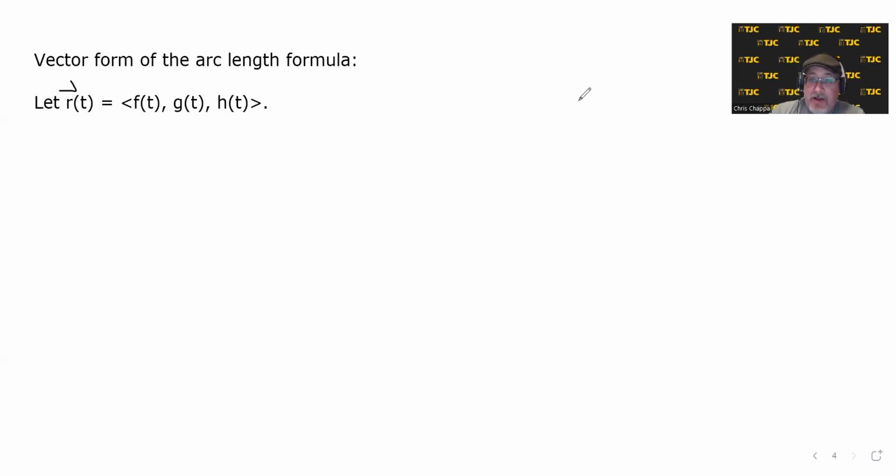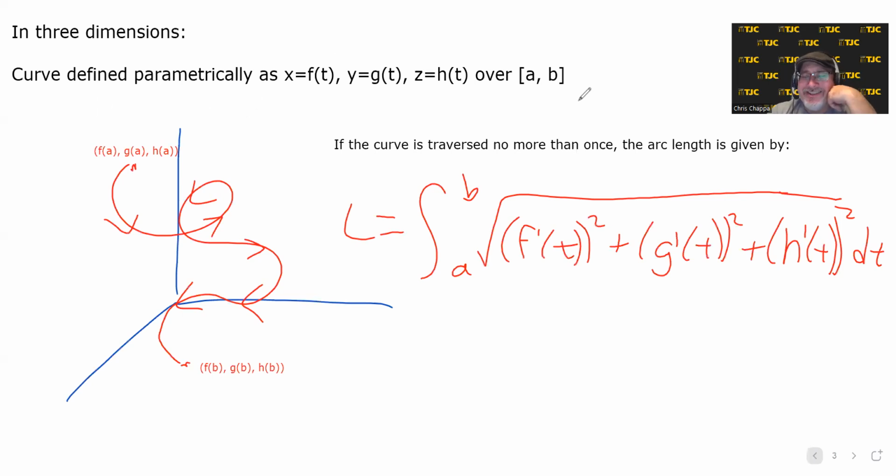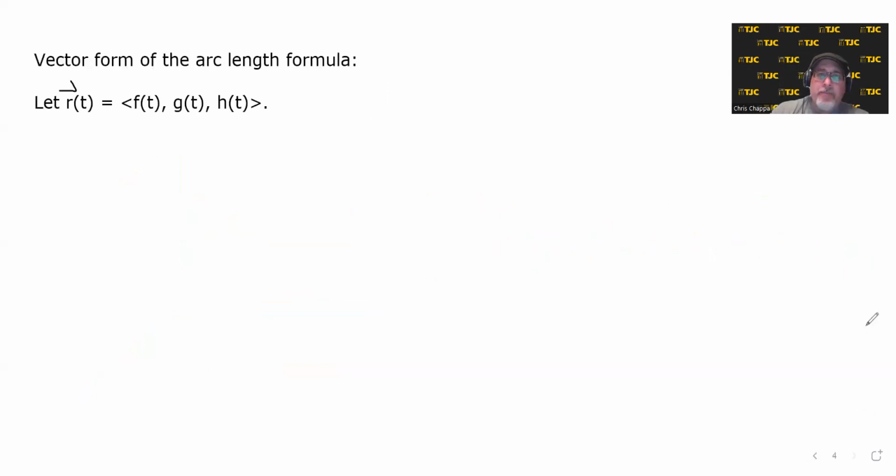Then if you go back and think about what the integrand is, it's the square root of the sum of the squares of something, which reeks of magnitude. Magnitude is the square root of the sum of the squares of the component functions. But in this arc length formula, it's the squares of these guys. So who has f prime, g prime, and h prime as their component functions? And the answer is the derivative of r.